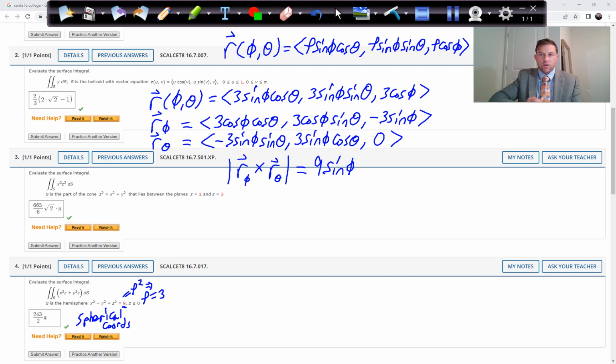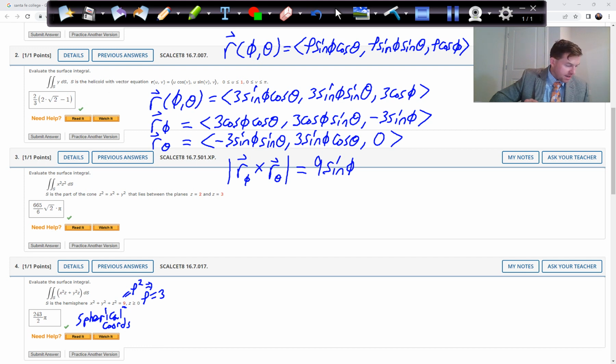Again, for the cross product, you're going to have to take these 6 terms, cover up the columns, do the determinants, and then for the magnitude, you take the square root of the sum of all those things squared, and you'll get some cosine squareds plus sine squareds. That'll become 1. You get some stuff to drop away, and you'll have at the end just 9 sine phi.